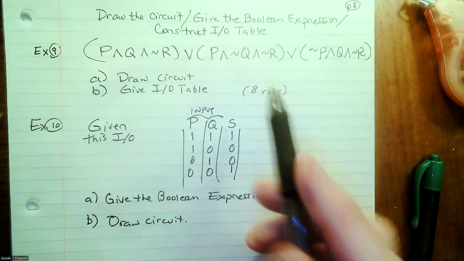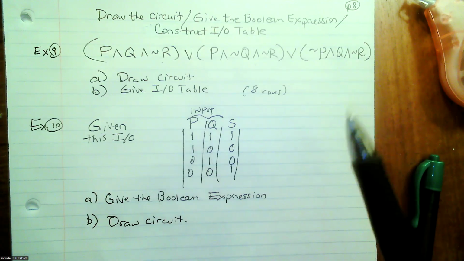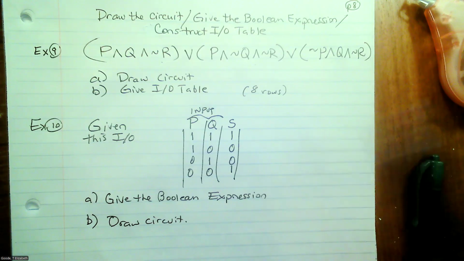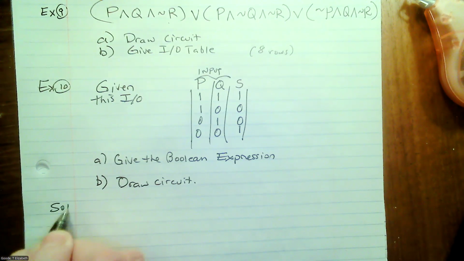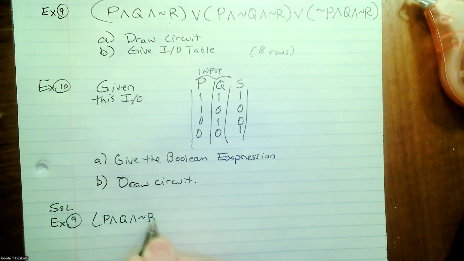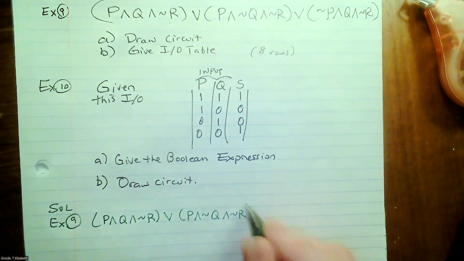On test 1, I gave you the Boolean expression, and I asked you to draw the circuit and give the IO table. The point is, if we look at the IO table first, it doesn't matter what order we do these two in.